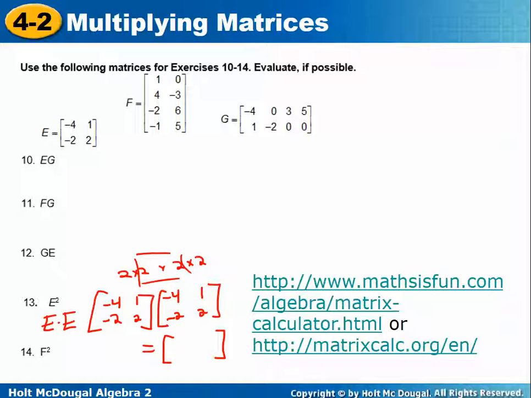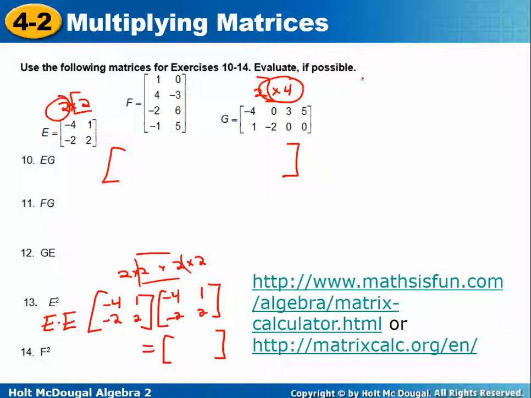All right, let's look at number 10, because we haven't practiced doing one that's not going to be a 2 by 2 yet. In number 10, we have E, which is a 2 by 2, times G, which is a 2 by 4. So we can multiply these because the two middle numbers match. The columns of the first match the rows of the second. And the result will be a 2 by 4 matrix, what's left, not the middle part. So I know that I'm going to have a 2 by 4 matrix.